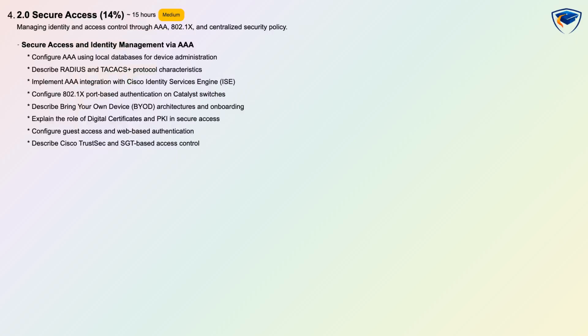Other key topics include configuring 802.1X port-based authentication on Catalyst switches, describing bring your own device, BYOD, architectures and onboarding, and explaining the role of digital certificates and PKI in secure access. Additionally, this domain covers configuring guest access and web-based authentication, and describing Cisco TrustSec and SGT-based access control.